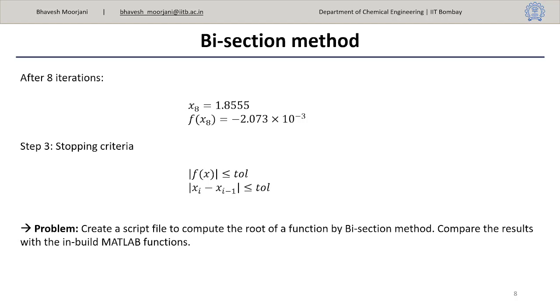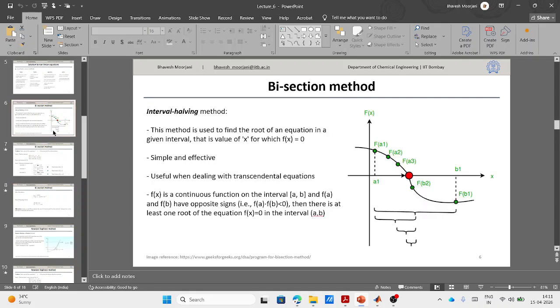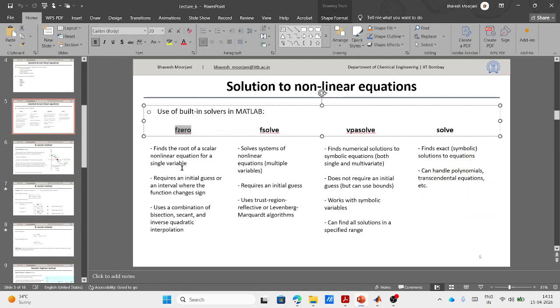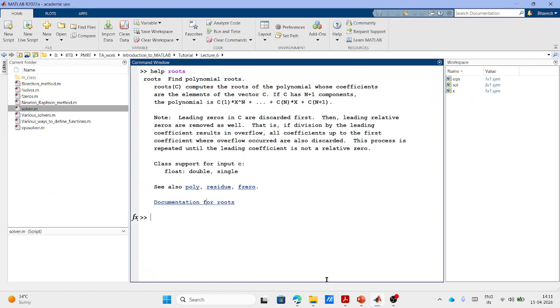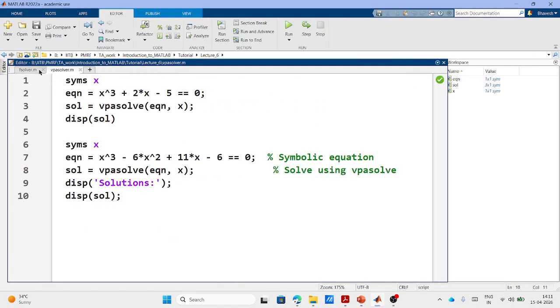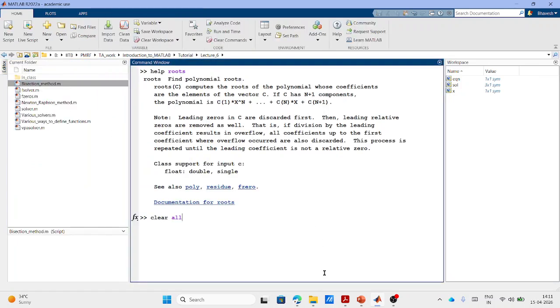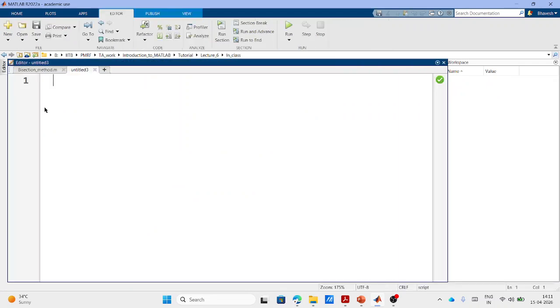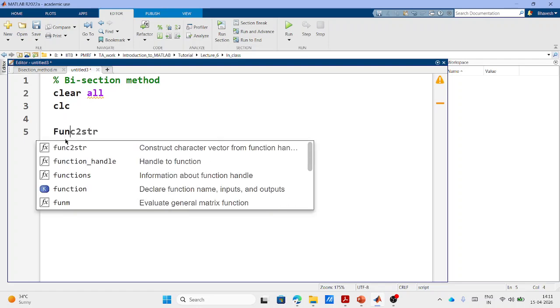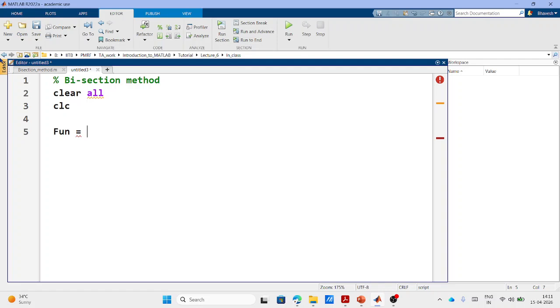Now let's try to create our own MATLAB code which works on the bisection method and finds the root, and then we will compare our results with the inbuilt solvers that we have, right? Since it's a single variable problem, we will compare our result with fzero, okay? So let me just create a function file first. This is the bisection method. Remove all the previous variables, clear the window, right? Now ask from the user. First we will need some function, right? So ask the user to provide a function.